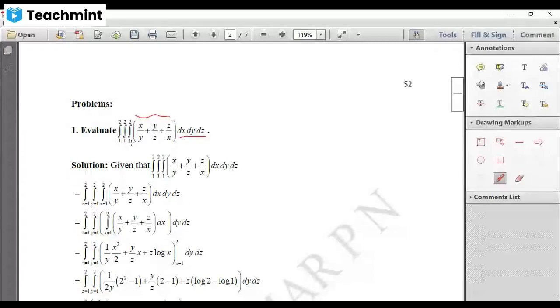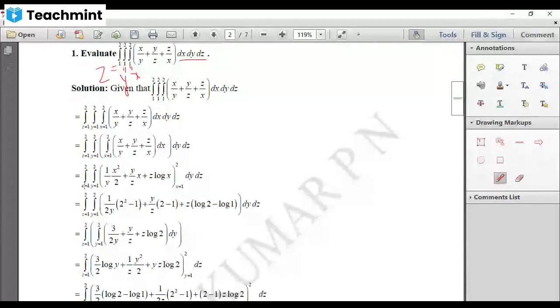So first you have to integrate with respect to dx, which means this will be the limit for x. Then you have to integrate that integrated answer with respect to y. So this will be the limit for y. Then at the end, you have to integrate with respect to z. Therefore, this is the limit for z. So z varies from 1 to 2, y varies from 1 to 2, and x varies from 1 to 2 of this. First, you have to integrate with respect to x. Then with respect to y, z.